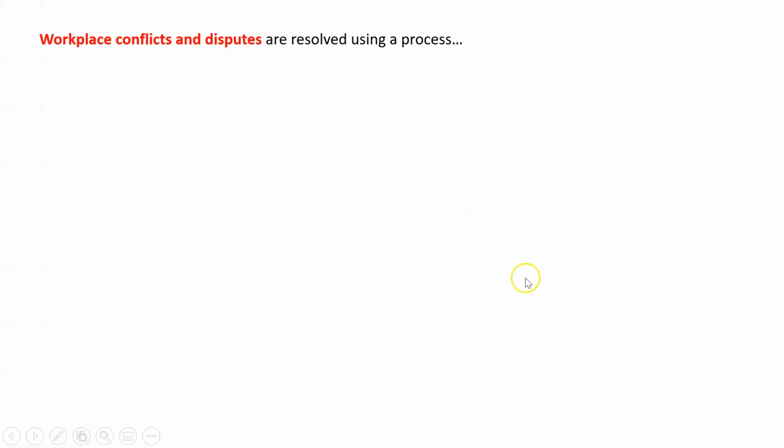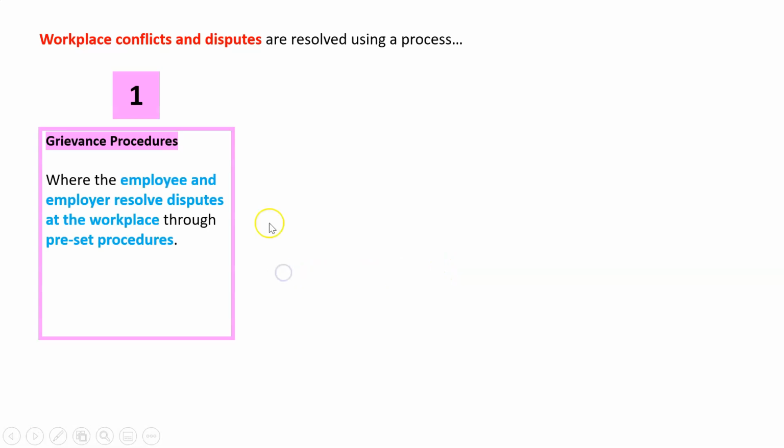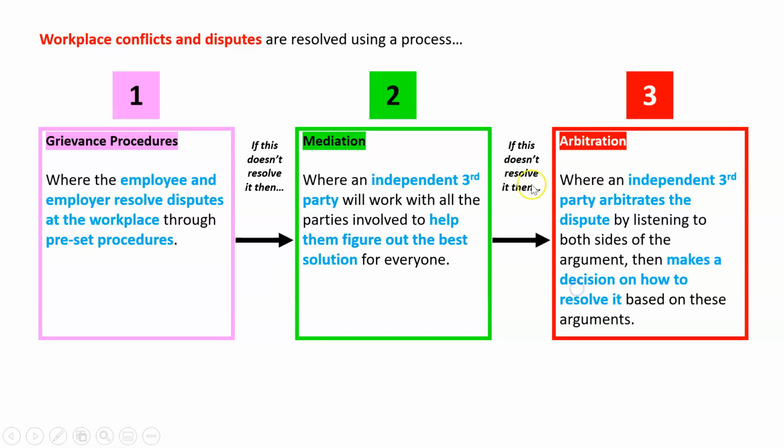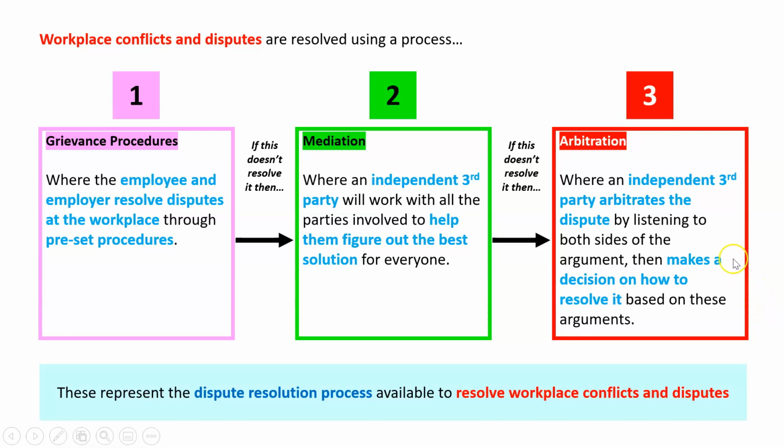So for a workplace conflict or dispute, the first option is a grievance procedure, a series of steps in a document that says when you can't agree, here's what to do through some preset procedures. If that doesn't work, we go to mediation, where an independent third party works with all the parties involved in the dispute to help them figure out the best solution. And lastly, if that doesn't work, we go to arbitration, where the independent third party arbitrates. Arbitrates just means rules on the dispute, makes a judgment about it, and tells the parties how to resolve it. Together, they represent the dispute resolution process.